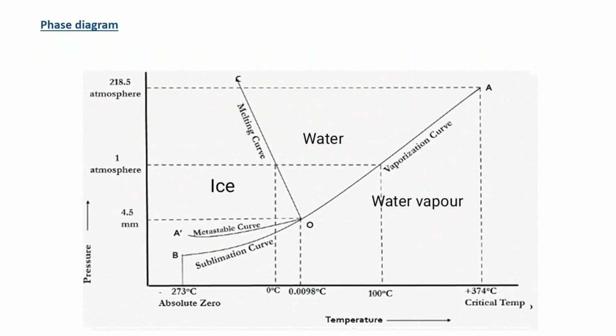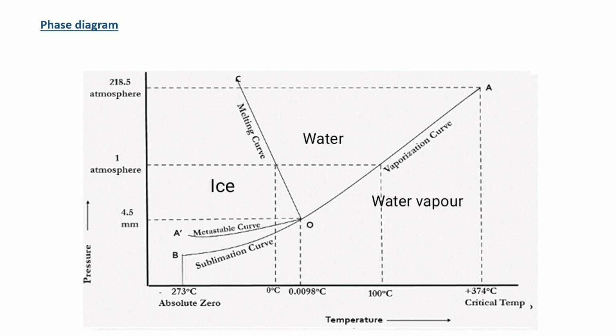This is a phase diagram for water. We take two variables to represent this phase diagram. One variable is temperature and the other is pressure. Temperature is taken on the x-axis and pressure is taken on the y-axis.